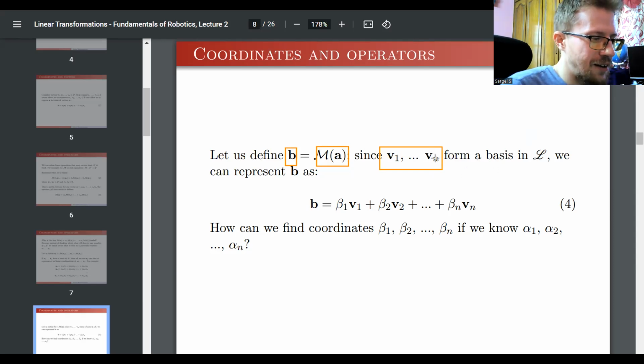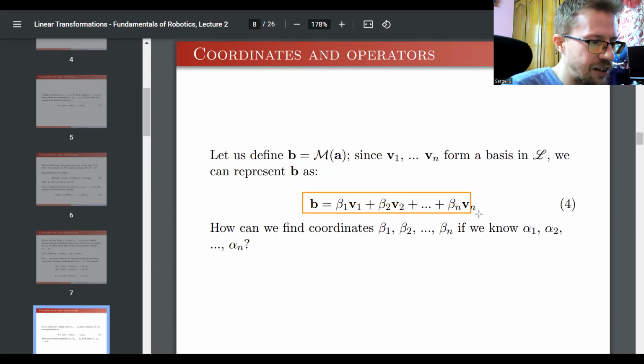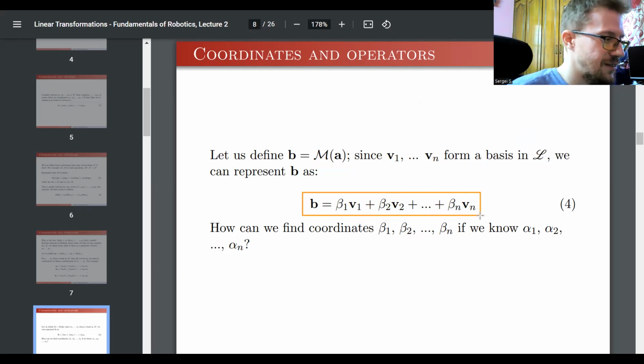Good. We can represent B as a linear combination of those vectors. So we can represent B as a linear combination of V1, V2, Vn. It will be like beta 1 V1 plus beta 2 V2 plus blah blah plus beta n Vn.